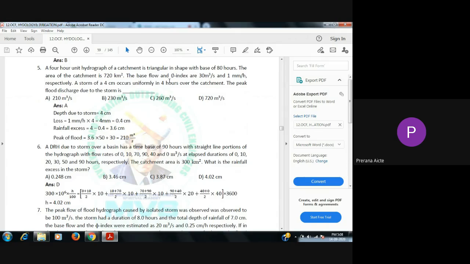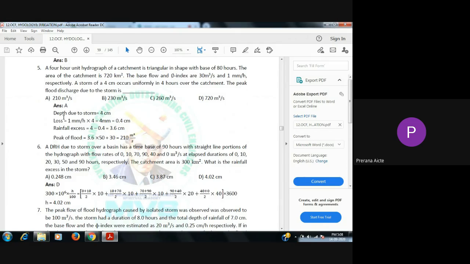So the base flow means 30 meter per second. That's the groundwater flow. Phi index means the losses, 1 millimeter per hour. A storm of 4 centimeter occurs uniformly in 4 hours over the catchment. Now find out the peak flood discharge due to the storm.